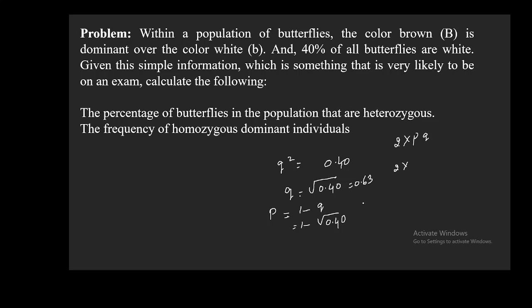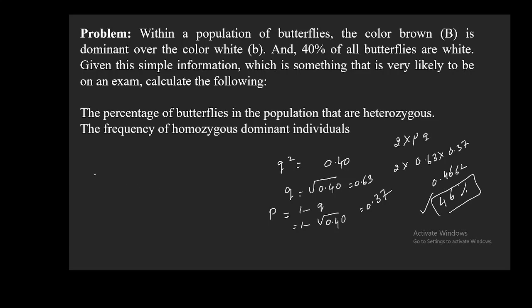and 1 minus 0.63 is equal to 0.37. So you can calculate 2 into 0.63 into 0.37, which will be equal to 0.4662, or you can say 46% of the butterflies are going to be heterozygotes.